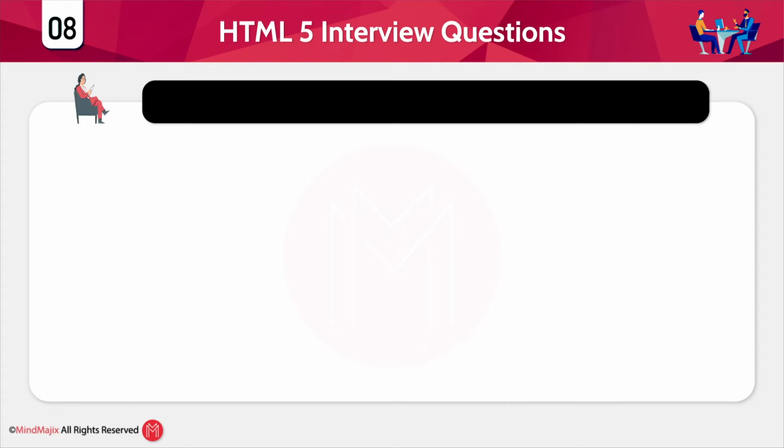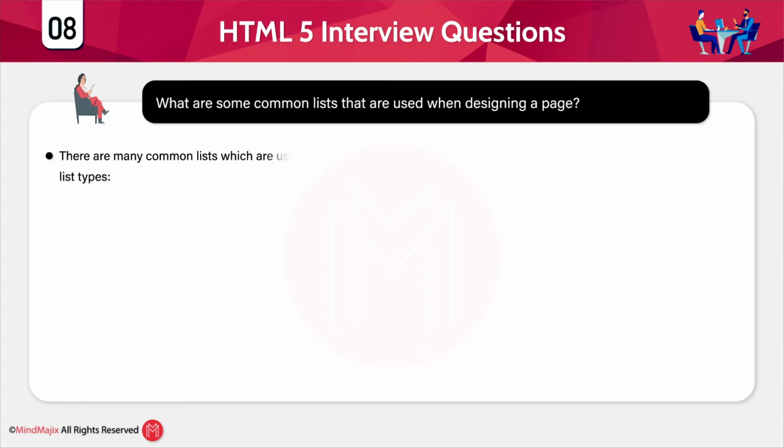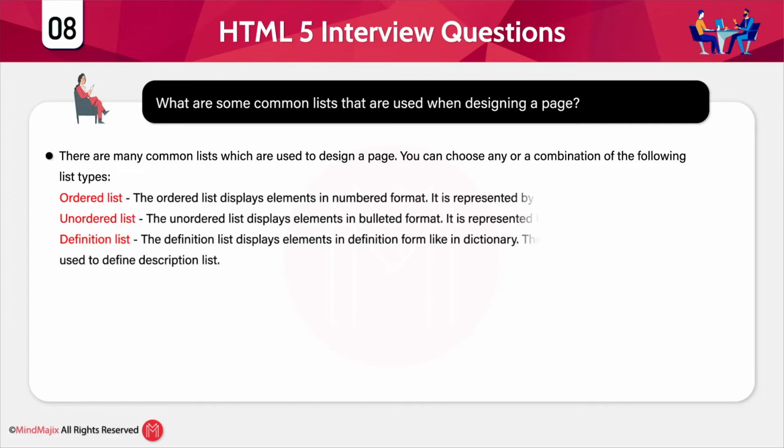See the next question. What are some common lists that are used when designing a page? In order to list out items, there are many common lists we use to design the page. You can choose any or a combination of the following types: ordered list, unordered list, and definition list.